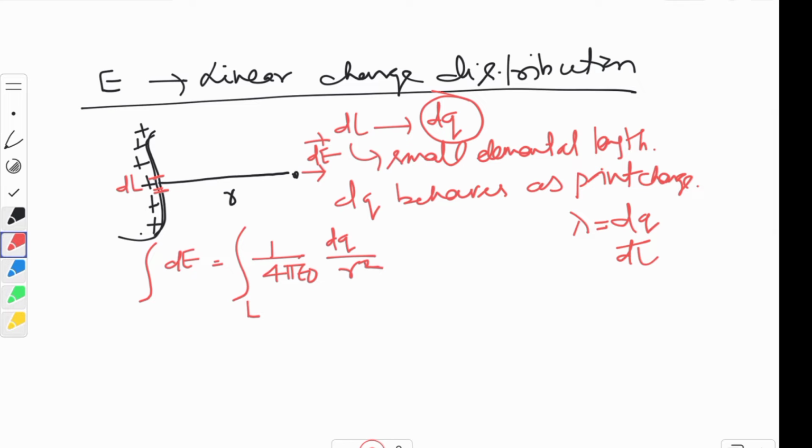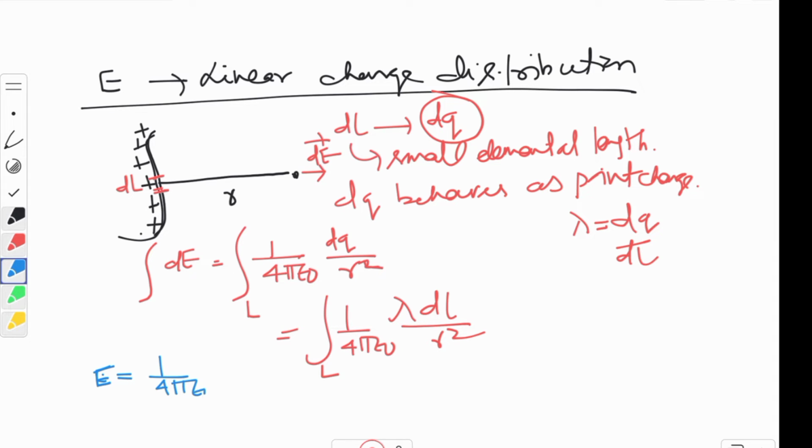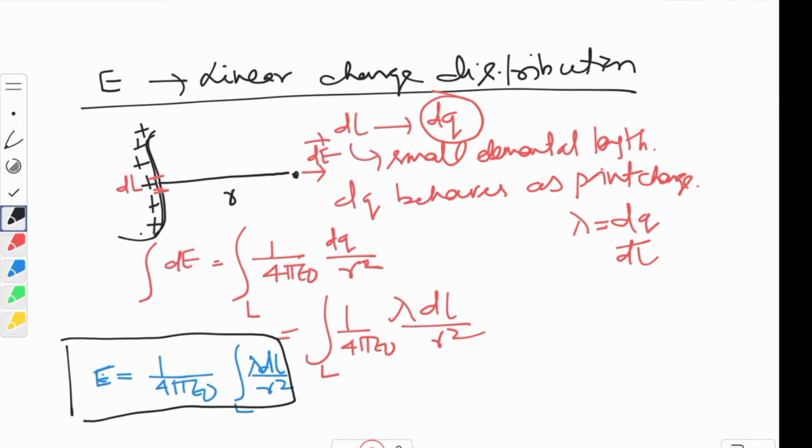We know the normal mathematics rule. So we'll now write, over this length L, 1 by 4 pi epsilon naught lambda dl by r square. Children, now your electric field E will be how much? E is equal to 1 by 4 pi epsilon naught, over the length L, the integration of lambda dl by r square. Clear? So this is the electric field intensity over length L, the electric field intensity due to linear charge distribution.